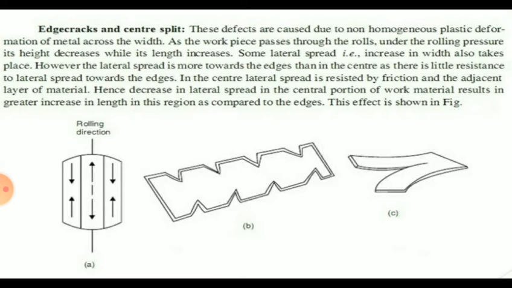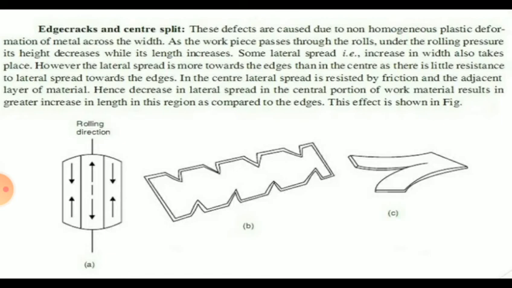In the center, lateral spread is resisted by the friction and the adjacent layer of the material. Hence, the decrease in lateral spread in the central portion of the work material results in a greater increase in length in this region as compared to the edges. So the sheet elongates more at the center than the edges. You can observe, due to that, there is a rounding of the sheet that is shown in figure A. Then next, that is B, that is an edge crack.